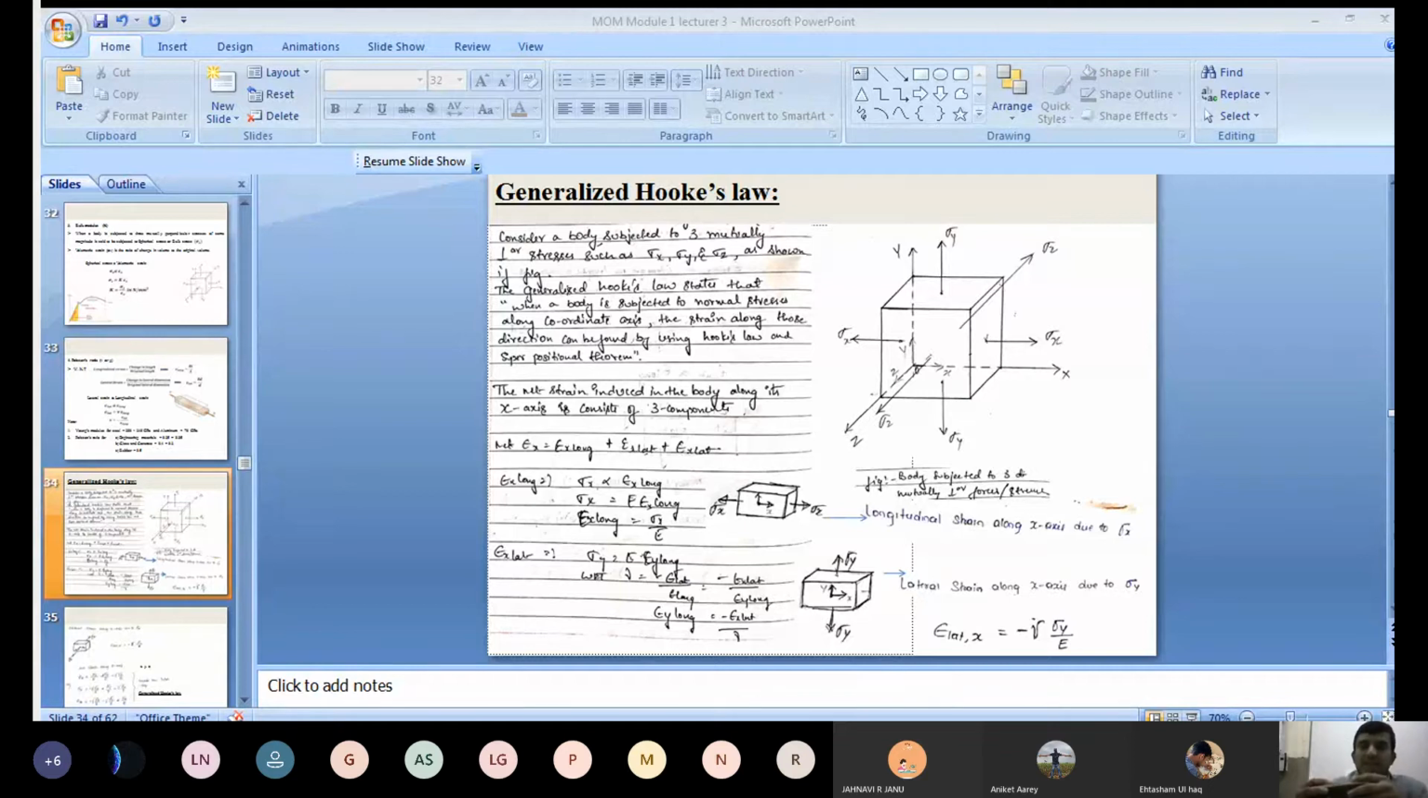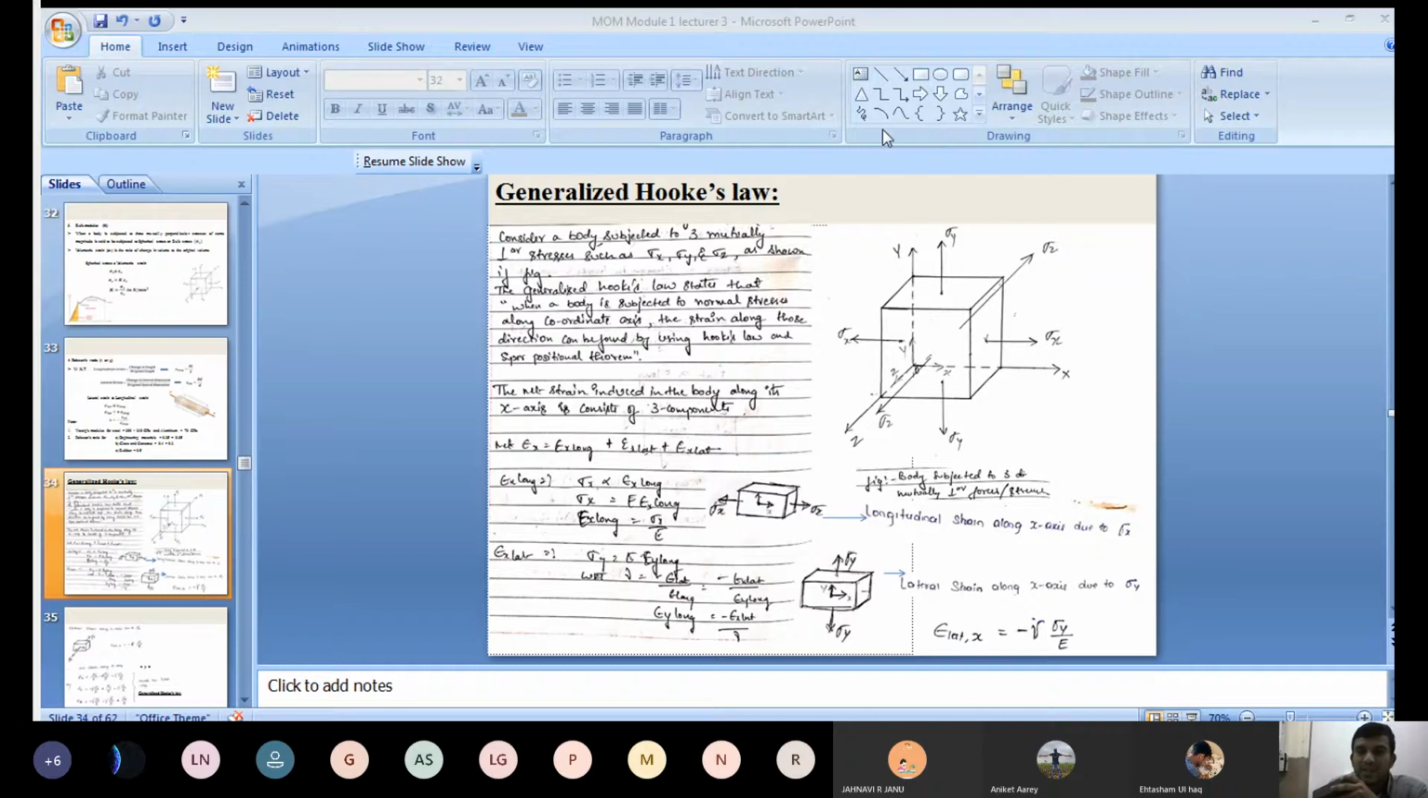If you want to determine the total strain induced along the x-axis, first I consider only sigma x acting along the x direction. If you consider only sigma x, meaning stress acting only in the x direction, what happens? The strain is induced along the length direction, right? Then I'll consider one more stress here. We're neglecting sigma y and sigma z for the first case.